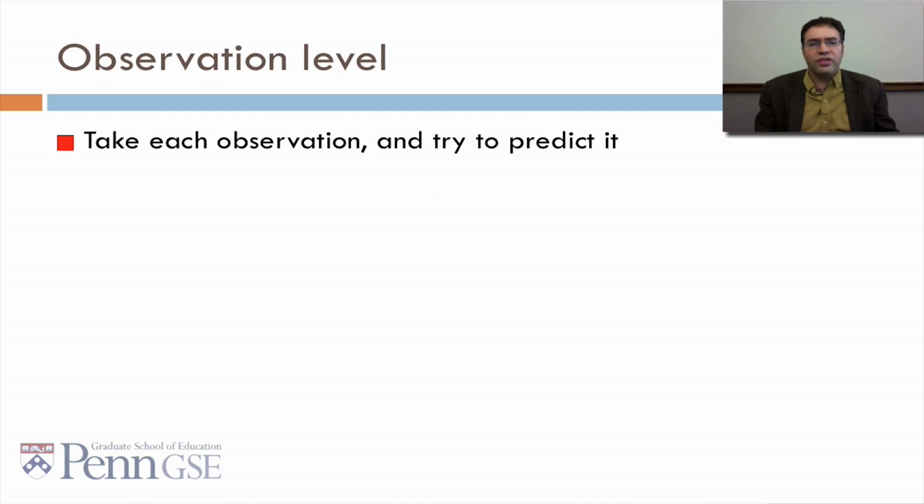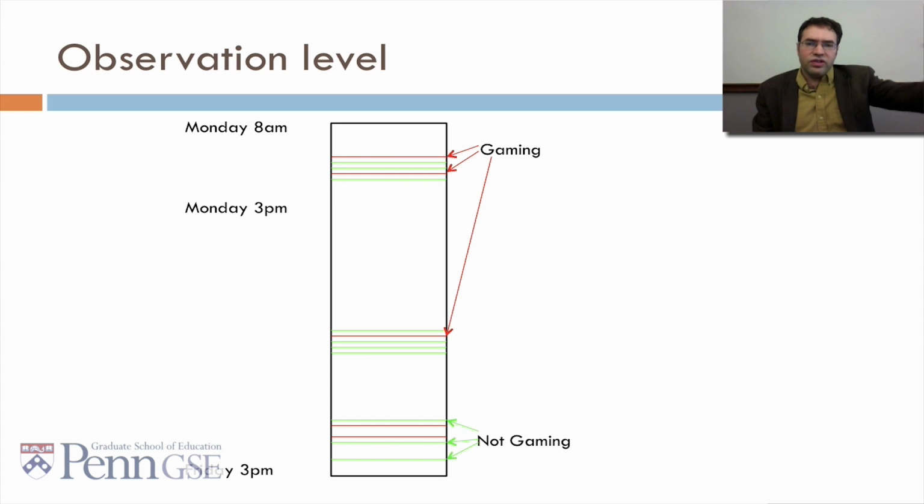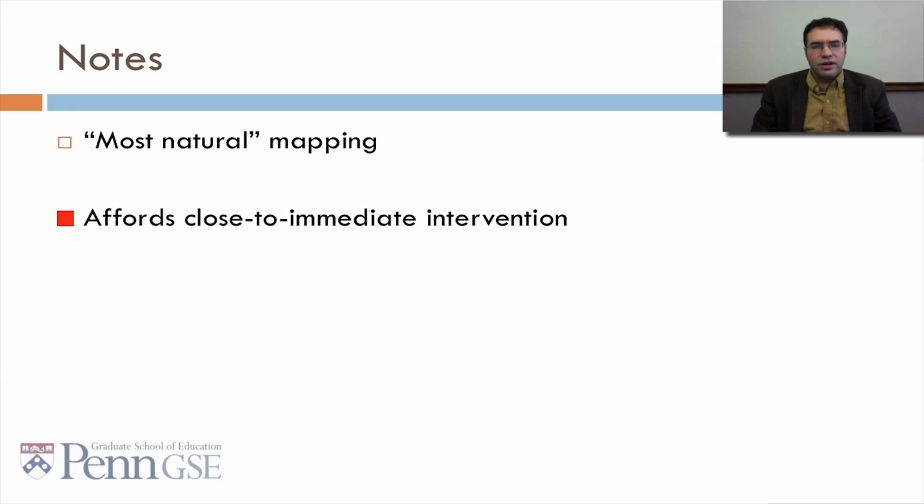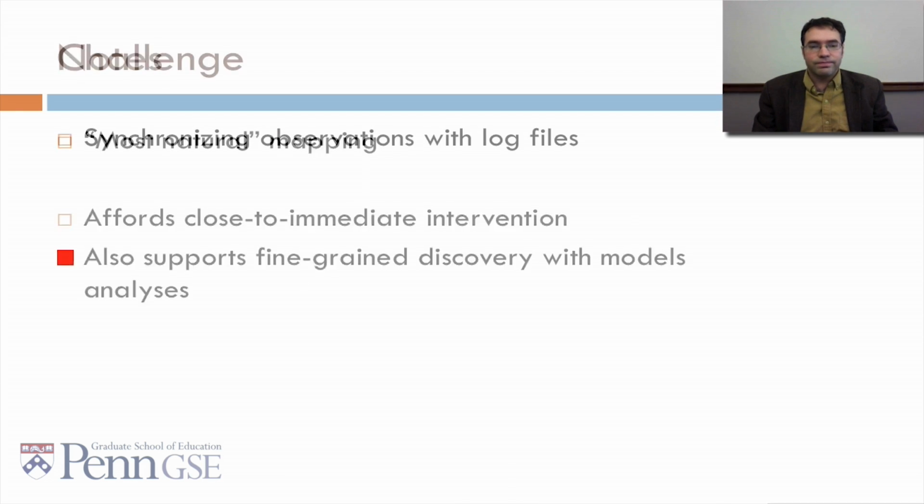Another level you can do these at is the observation level, where you take each observation and try to predict it individually. So for example, we have each of these observations. Each one of these red or green lines is now something we're going to try to predict by itself. This is the most natural mapping because you're trying to predict the data at the exact level the data was collected. And it affords close to immediate intervention. If you have 20-second field observations, you can do your interventions every 20 seconds. It also supports fine-grained discovery with the model's analyses, like we'll talk about more the last week of the class.